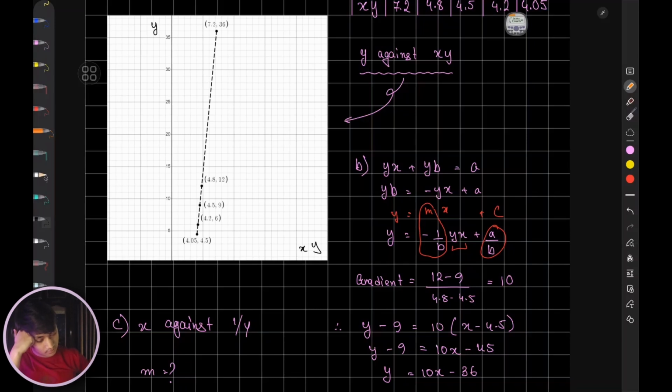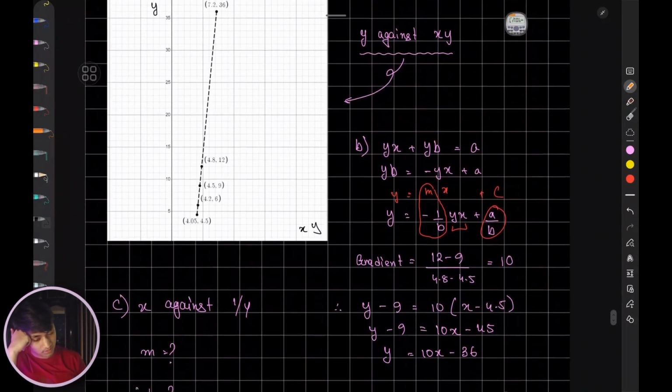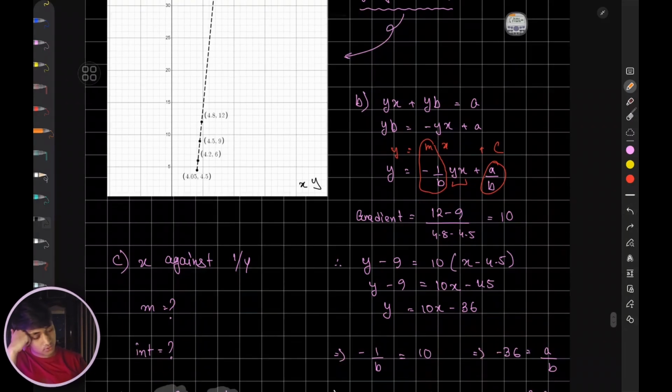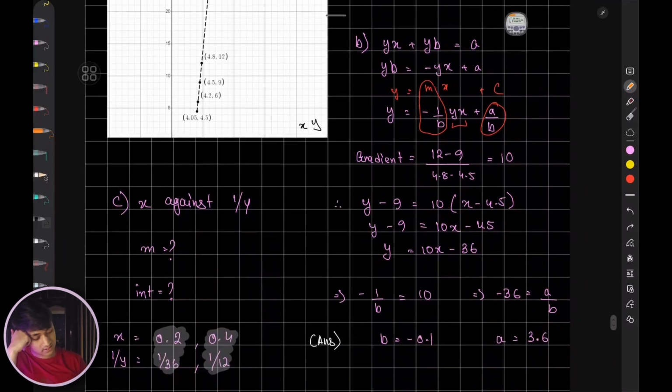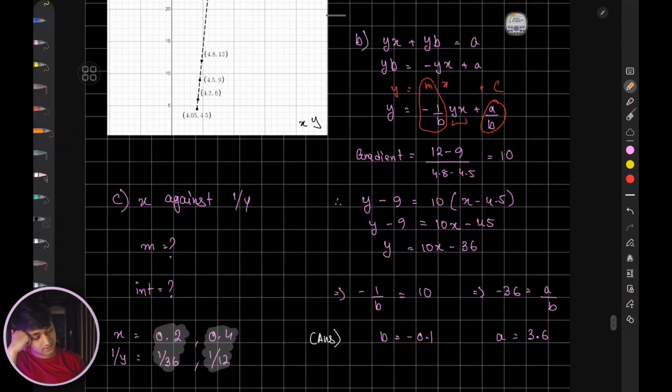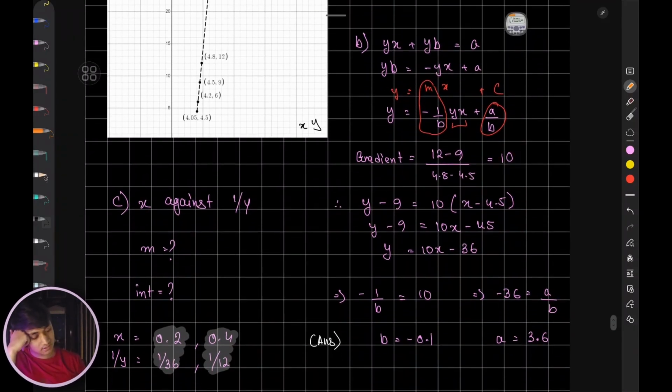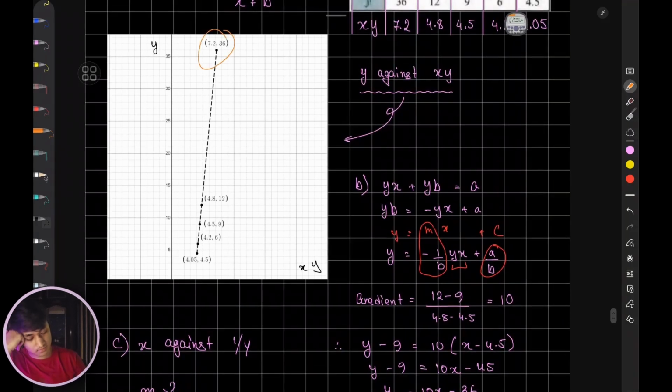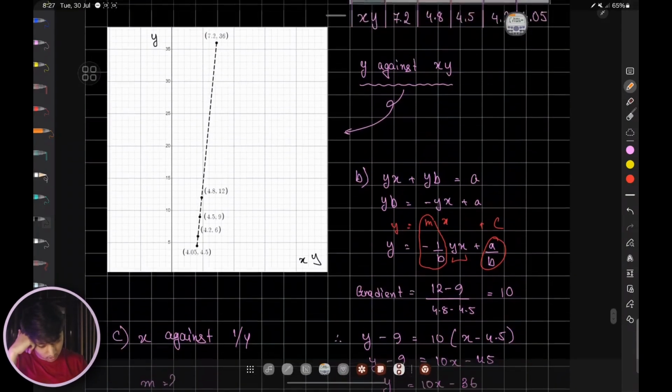So any two coordinates you take, doesn't matter. So I'm going to take these pairs of values, find the gradient. The gradient turns out to be 10. Okay. So now you know the gradient. You can use that to find the b value, because you know minus 1 by b is the gradient. So b is going to be ultimately minus 0.1. If you know the gradient, that is 10, you can take any of the values. Let's say, which one did I take? 4.5 and 9.